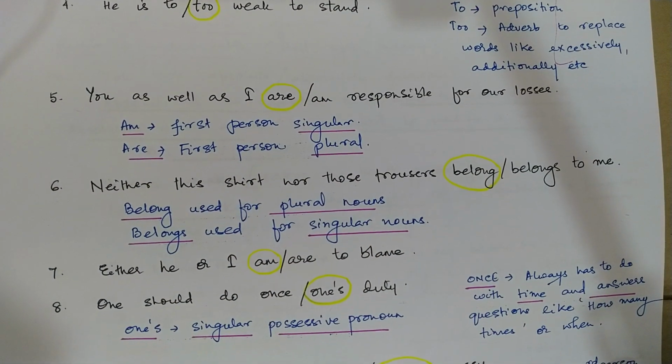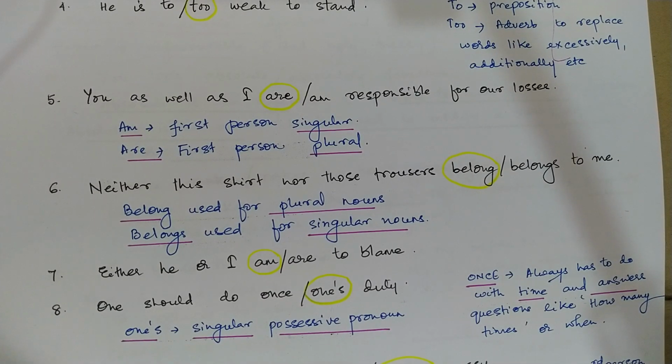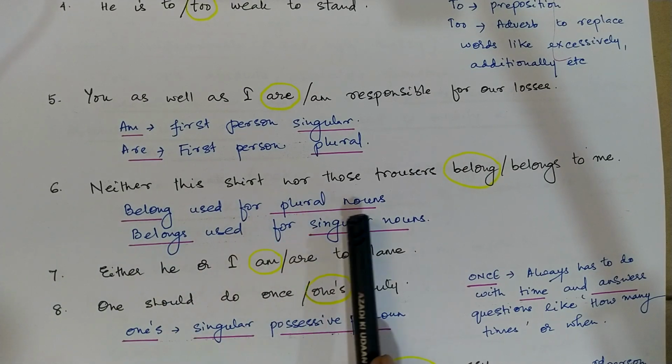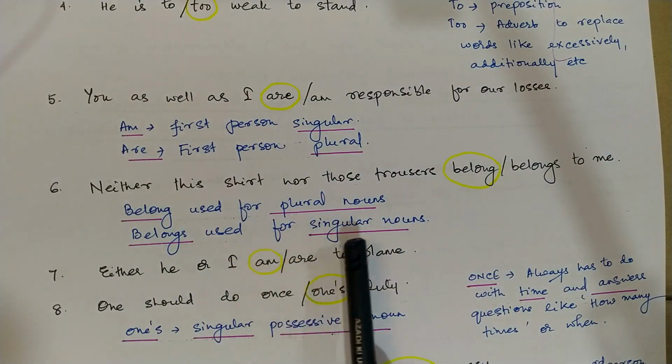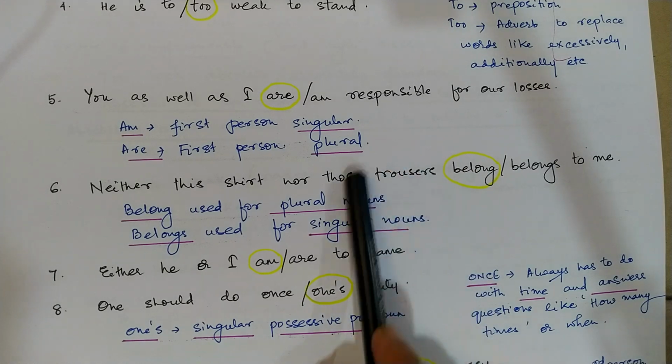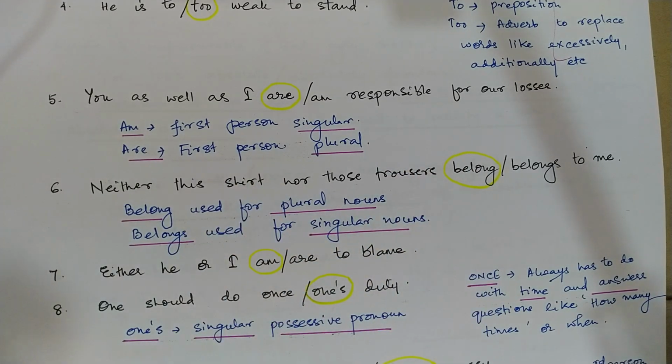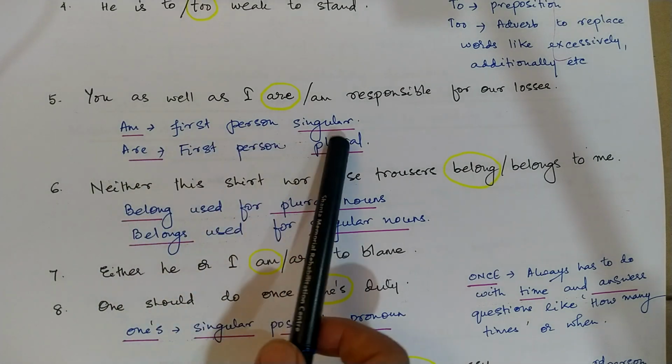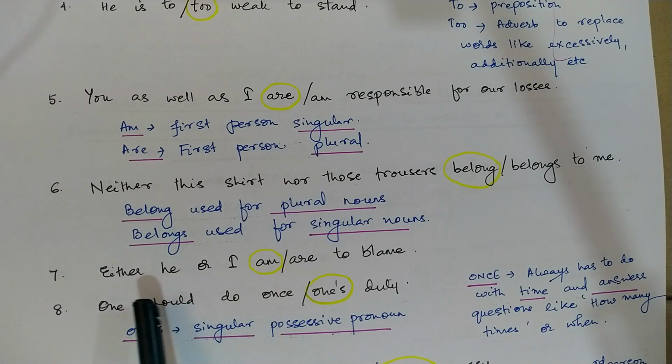Number 6, neither this shirt nor those trousers belong or belongs to me. Belong is used for plural nouns, belongs is used for singular nouns. Now here we use plural nouns because of trousers and shirt, therefore we use belong. Number 7, either he or I am or are to blame. Either he or I am to blame. Why? Same as first person singular, that is why we use am.